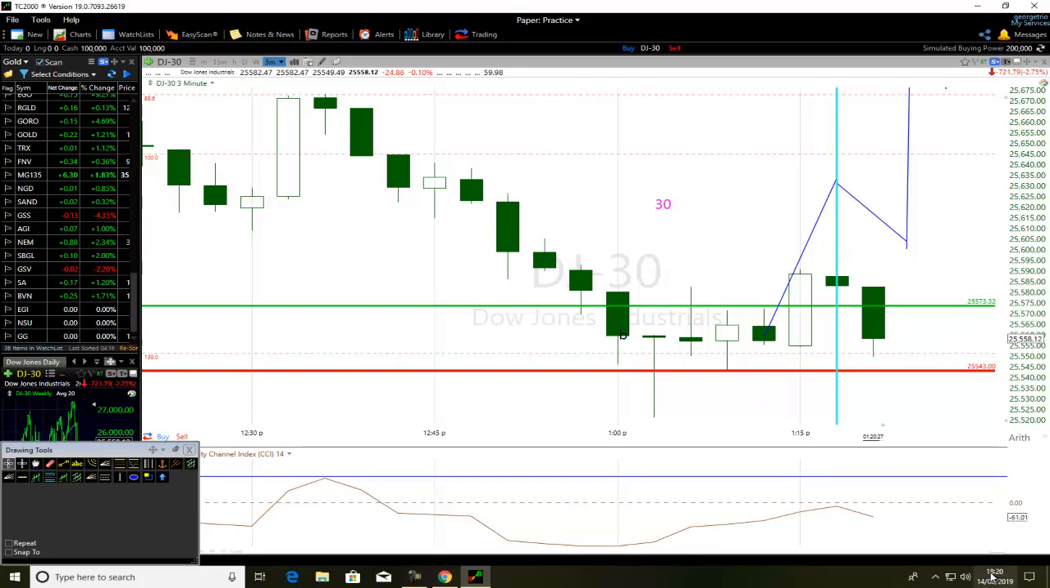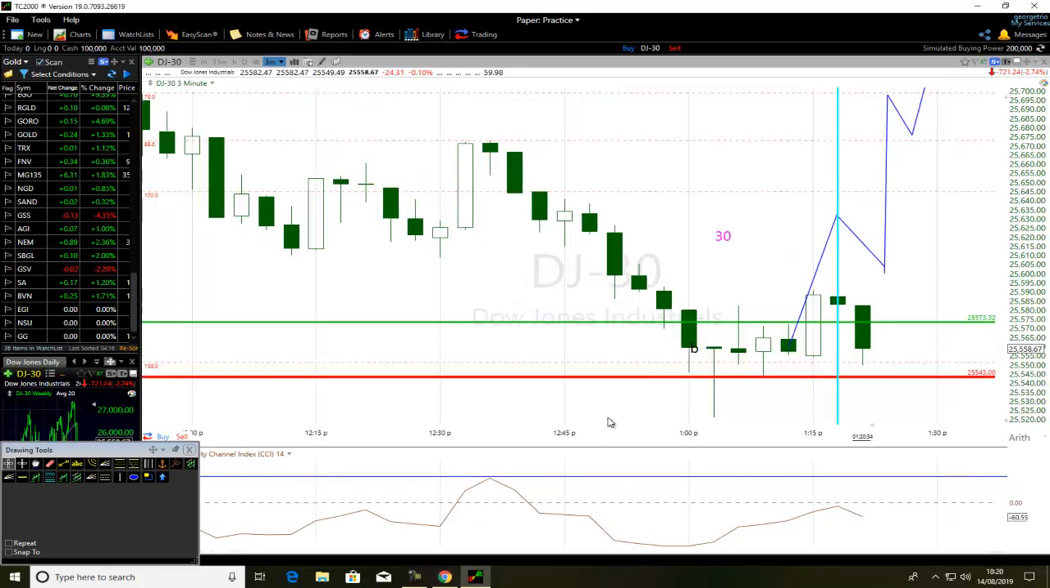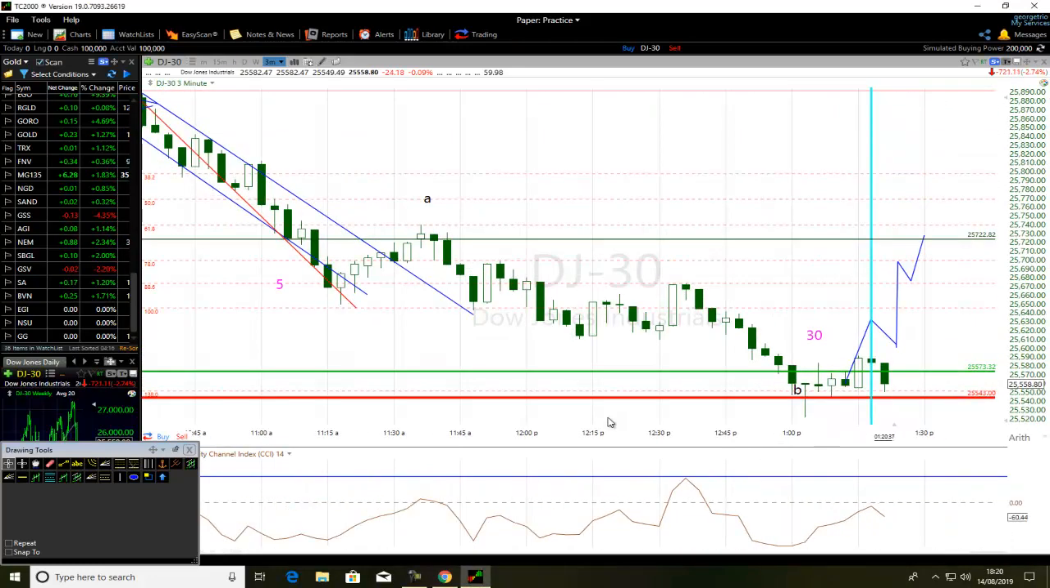Current time in London now is 20 minutes past 6 p.m. on the 14th of August 2019. Live day trading with Dow Jones using the Elliott principle.